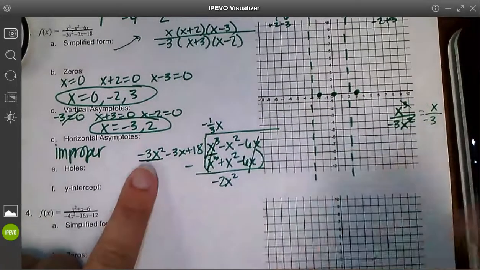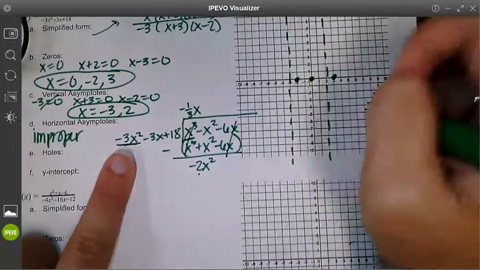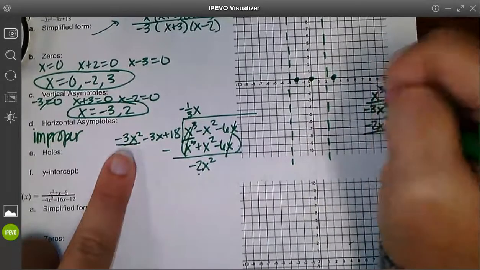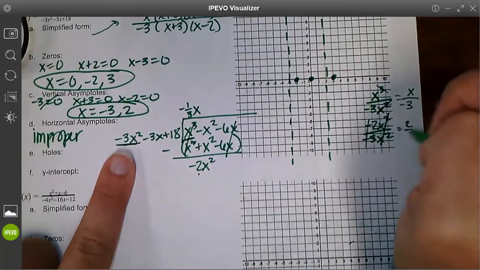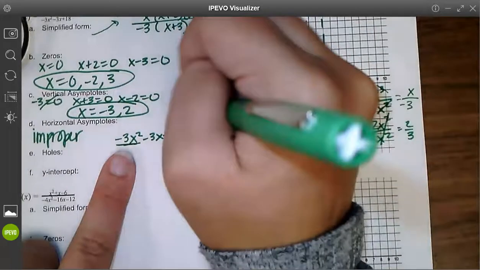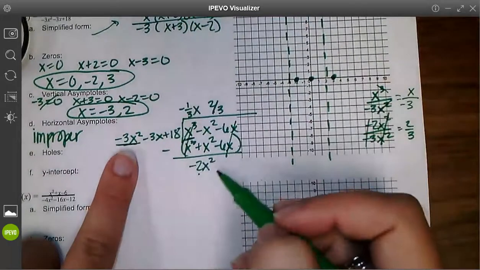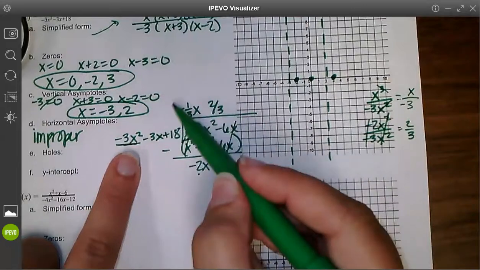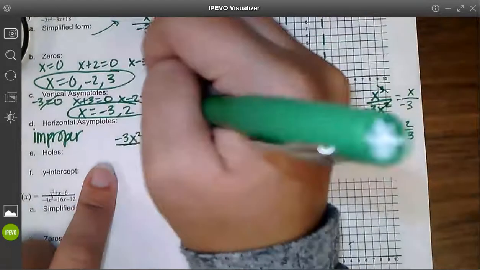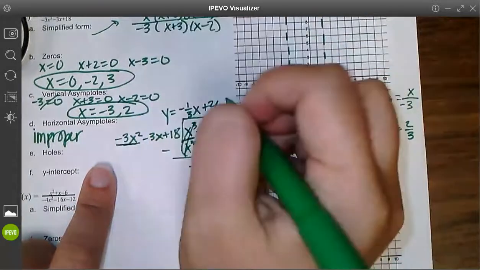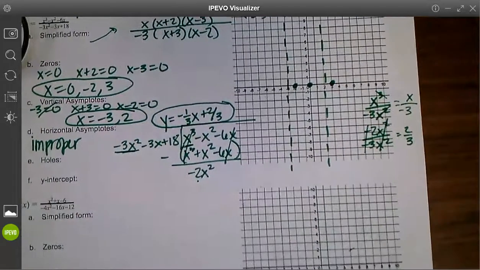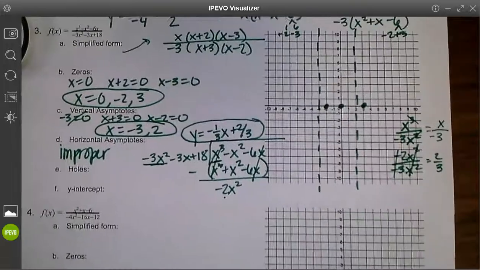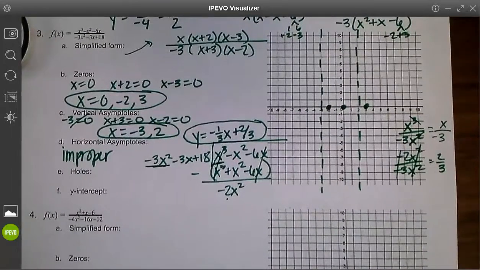So now I need to do the same thing. I'm going to say this guy divided by that guy. So negative 2x squared divided by negative 3x squared. My x squareds cancel, my negatives cancel, and I get 2/3. So my equation, all I need is this part, this linear part up here, is going to be y equals this. Whatever this guy is going to be my oblique asymptote. That long division is going to be the hardest part, but it's not that bad if you follow the steps.